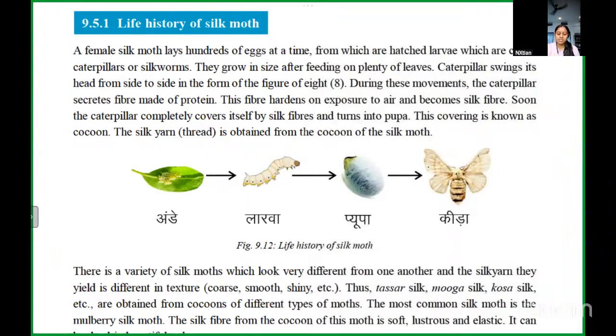Soon the caterpillar completely covers itself with silk fibers. When it completely covers itself with silk fibers, that stage of the caterpillar is called pupa. This covering is known as cocoon. Now, the silk yarn, that is the silk thread, we get from the cocoon of the silk moths.